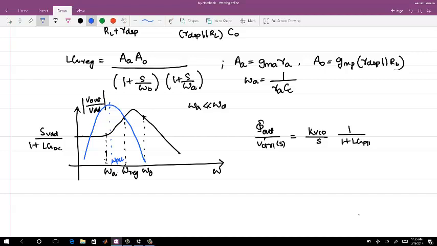So this is phi out by V control, and you know VDD to V control. You can multiply these two to get phi out by VDD, which is just the product of these two. Depending on where your omega PLL is and where the peaking appears in the noise transfer function from the supply to the output, you can have a peaking in the noise at the output due to the supply noise. We will see this in more detail tomorrow. Let's stop here.